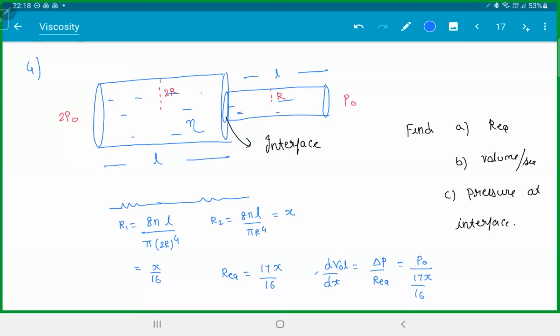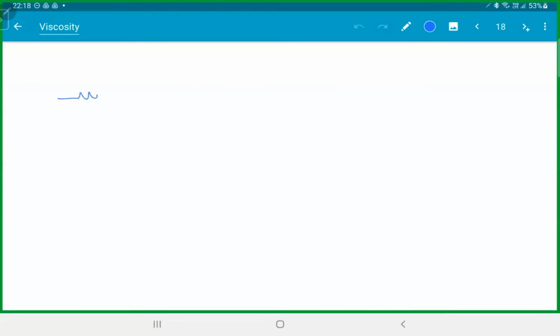How to find the pressure at the interface? So the resistors are X by 4 and X. Just like current, it is equal everywhere. This is 2P naught and this is P naught. Let the pressure at this point be P dash. This is current I and this is current I. So I will be the pressure difference 2P naught minus P dash by X power 4, which should also be equal to P dash minus P naught by X.